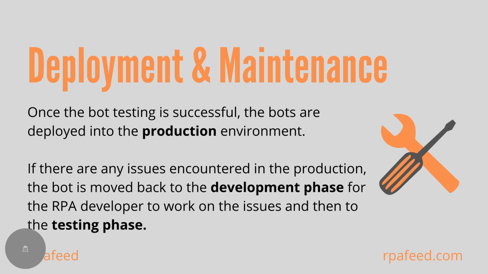So here, once we develop the bot and we test it successfully, the bot is deployed to production, and then we have a hypercare session, in which if there are any issues in the go live environment, in the production environment, those issues are raised back and the developer needs to work on them. So that concludes our RDLC. We have seen 5 different phases in RDLC, and these should be followed while developing RPA solutions.